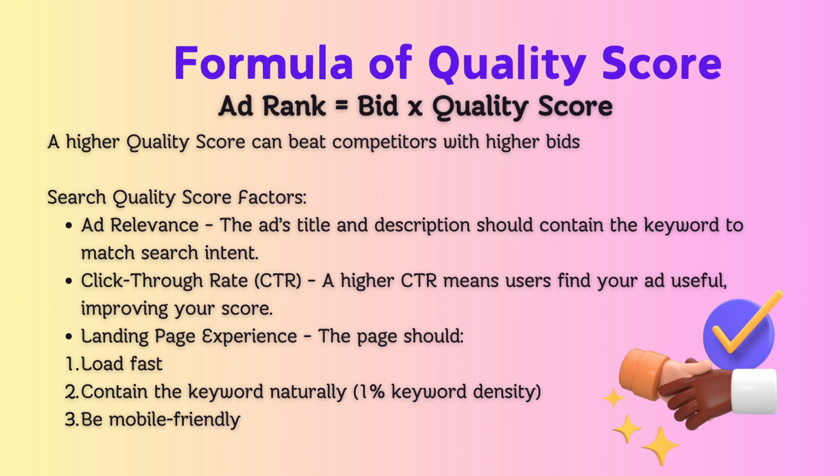So the formula in Google Ads is: ad rank is equal to bid times quality score. So a higher quality score can beat competitors with the highest bids. Yes, it's possible. To assess quality score factors, we need ad relevance. The ad's title and description should contain the keyword that matches search intent.